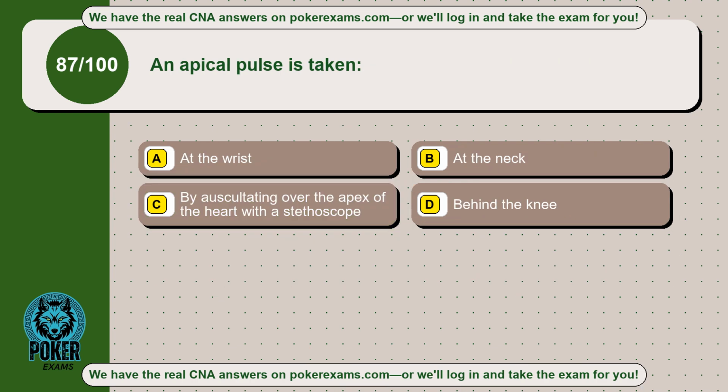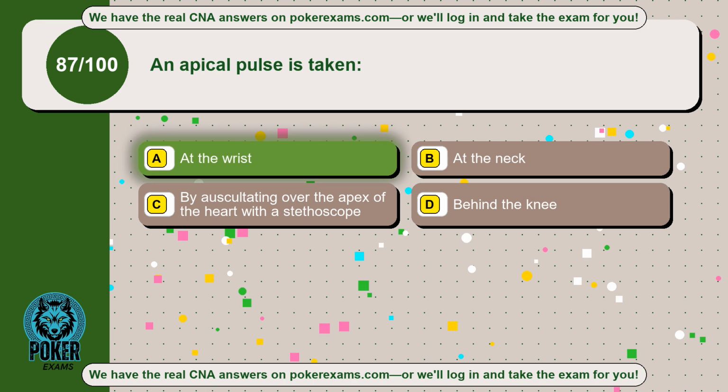Question 87. An apical pulse is taken. Option A, at the wrist. Option B, at the neck. Option C, by auscultating over the apex of the heart with a stethoscope. Option D, behind the knee.